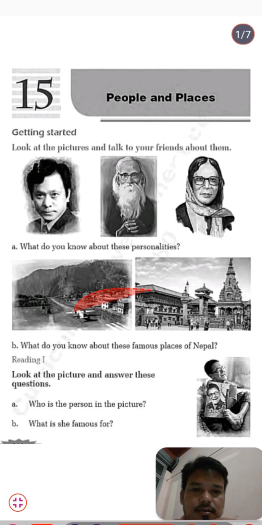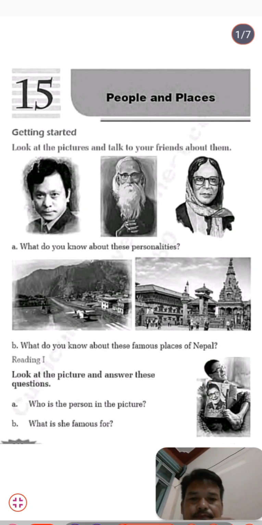In the fourth and the fifth pictures, in the fourth picture, we can see Lukla. It's an airport, a very dangerous airport, not only in Nepal but all over the world. It's the most dangerous airport in the world. In the last picture, we can say it's a temple in the Kathmandu Valley. Students, now let's talk about another picture.